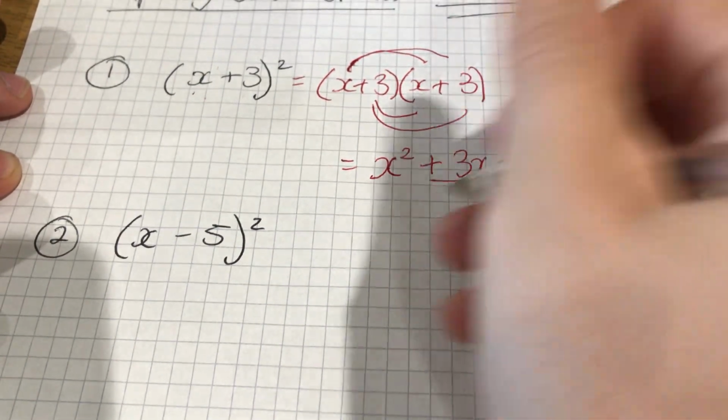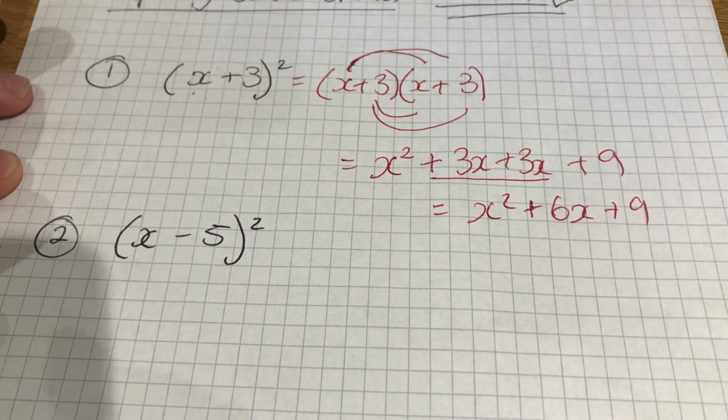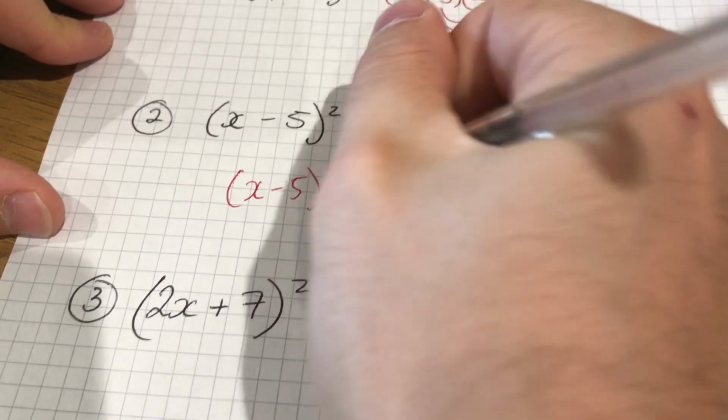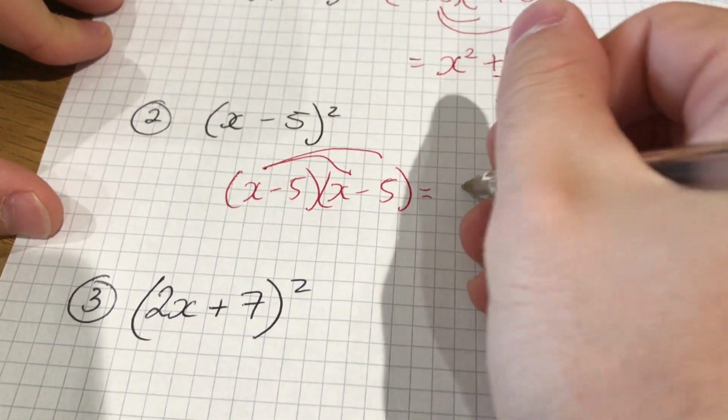Okay, and as you can see, had we just quickly done it like looking at that, we would have missed this 6x. Exactly the same for negative. X minus 5 times x minus 5. You write it like that. It makes it so much easier when you go through it.